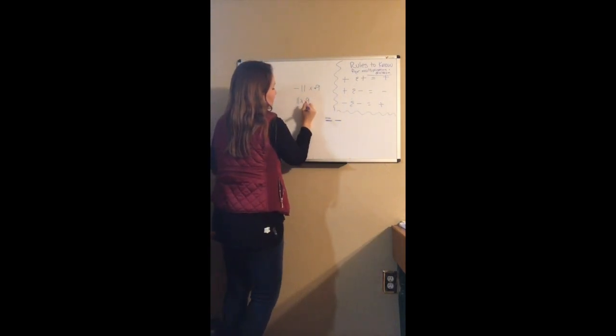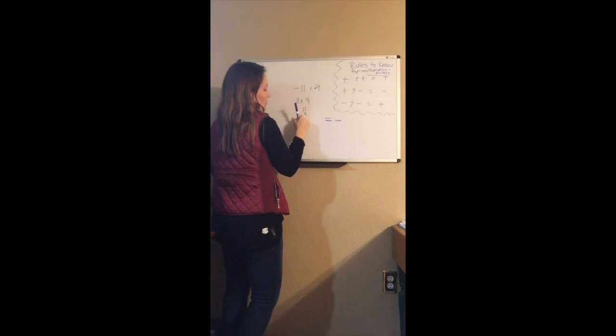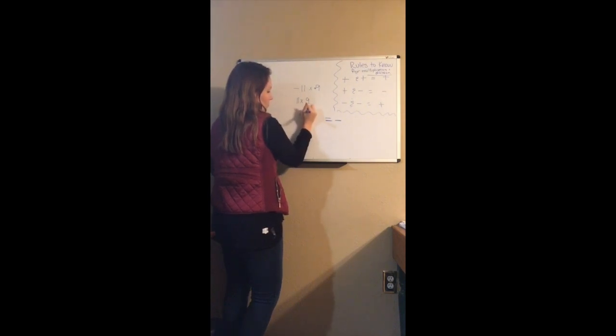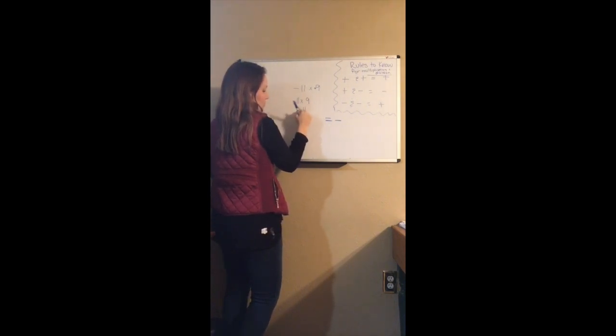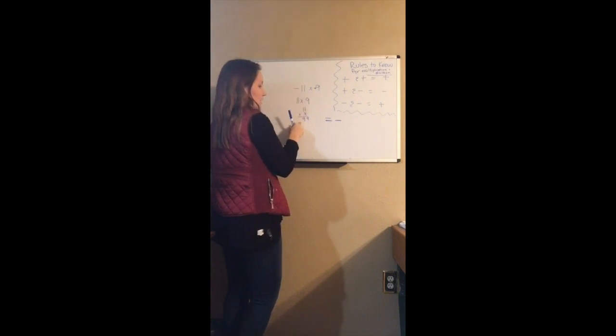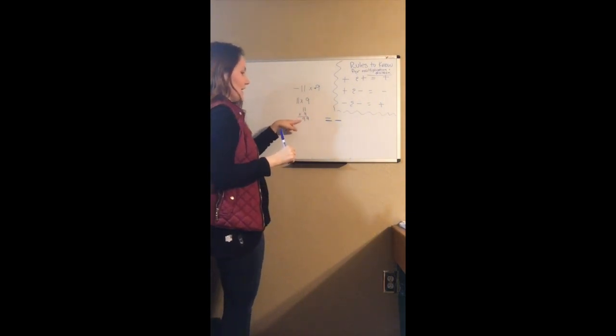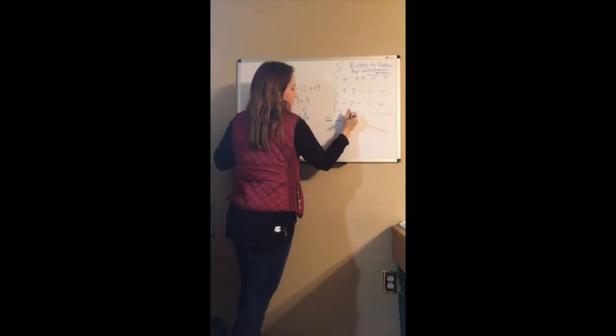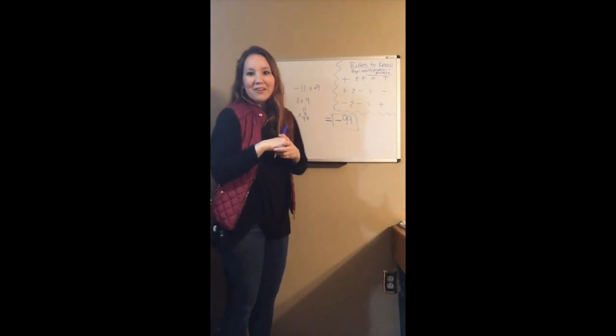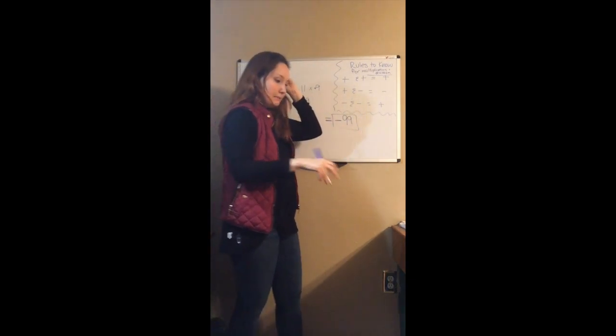Then I'm going to set it up: 2 digits on top, 1 digit on bottom. So 1 times 9 is 9. 9 times 1 is 9. My answer is 99, so 11 times 9 is 99. My answer is negative. Since I wrote that on the side, I don't have to worry about it anymore. So the answer is going to be negative 99.